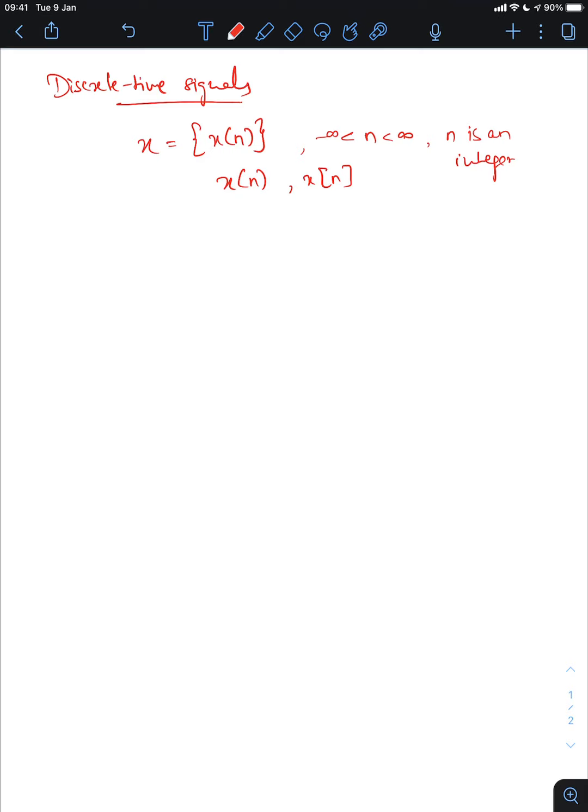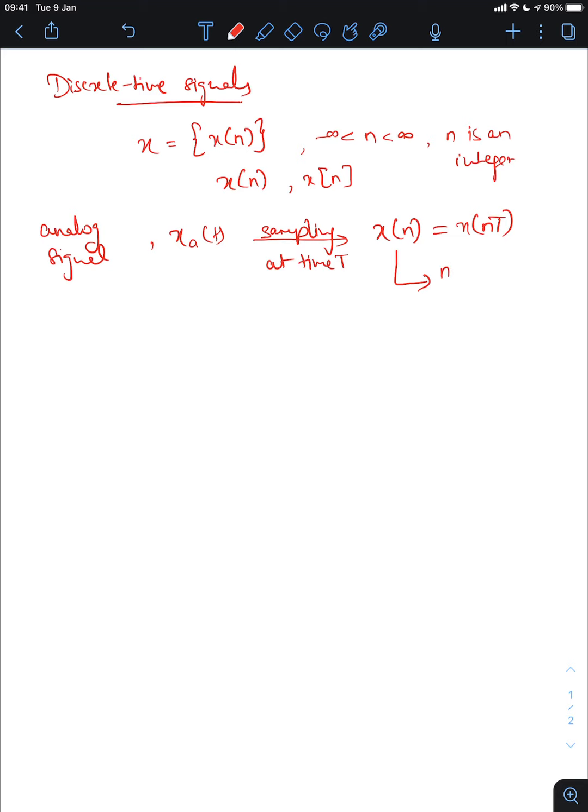So given an analog signal, let's say we represent that analog signal as xa of t. When we do the sampling at time t, we just get the signal x of n, which can also be represented as x of nT, where x of n is the nth sample of the sequence.